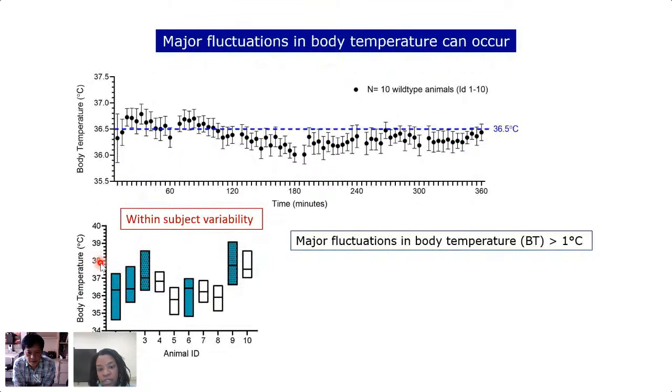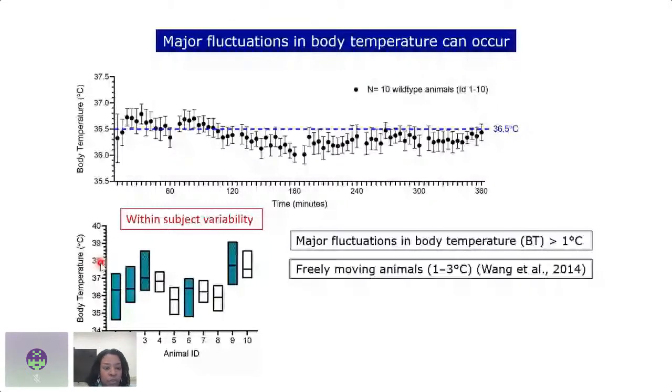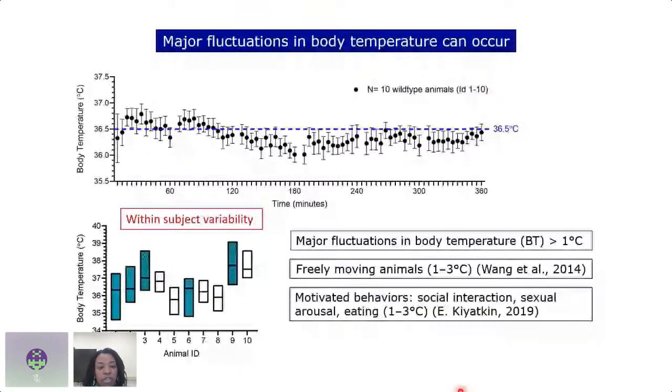So major fluctuations in body temperature occur along with minor fluctuations in body temperature, but major fluctuations aren't seen to be normal, but they occur in a variety of situations. So for instance, for freely moving animals, body temperature can increase by as much as 3 degrees. From Dr. Kiatkin's work at NIDA, we know that during motivated behaviors such as social interaction, sexual arousal, eating, drinking, body temperature can increase again by as little as 1 degree to as much as 3 degrees.